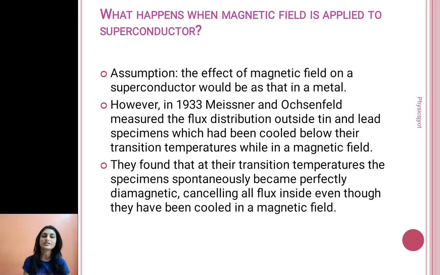However, in 1933, Meissner and Ochsenfeld took a tin sample and a lead specimen and cooled those samples below their transition temperatures. They kept the specimens in a magnetic field while cooling and measured the flux distribution outside the samples. They found that at their transition temperatures the specimens spontaneously became perfectly diamagnetic, cancelling all flux inside even though they had been cooled in a magnetic field.